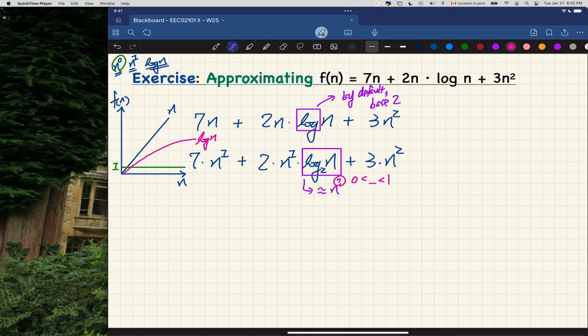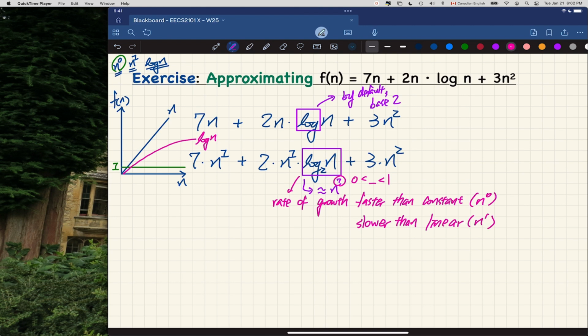So what you can think about is that for log n, the rate of growth now is faster than constant, the n to the power 0, but slower than linear, n to the power of 1. Hopefully you're okay with that. So you can think about the power here is 1.